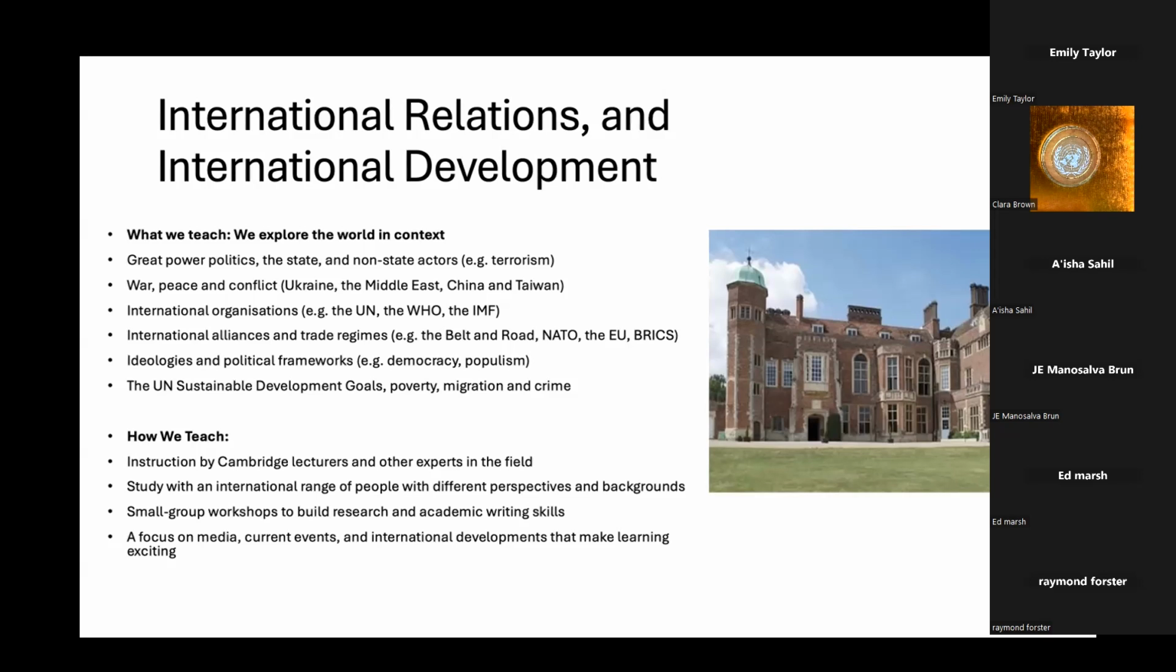We look at migration across all of these courses, but particularly in international development, because people are migrating both because they're looking for better jobs, they're looking to escape conflict, but these days they're also very much looking to move due to climate change. So there's a whole section on climate change because of that.